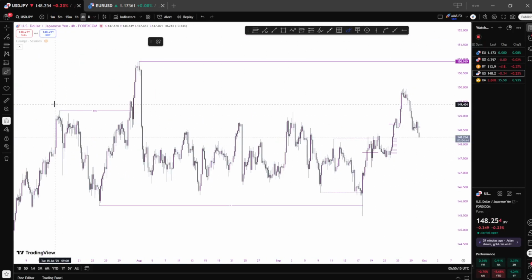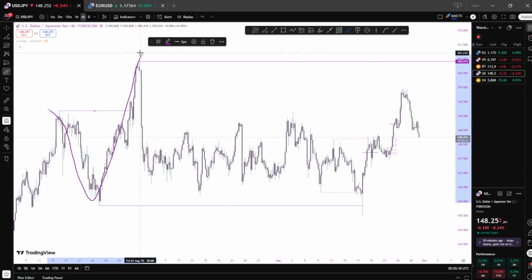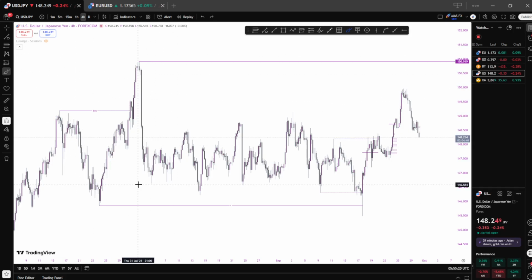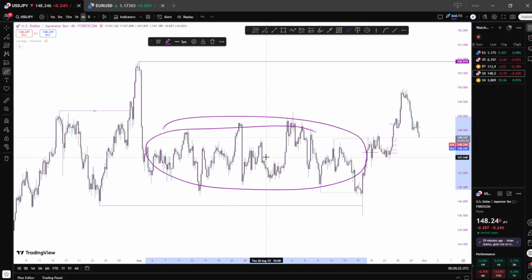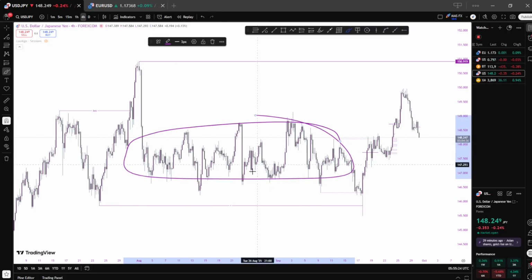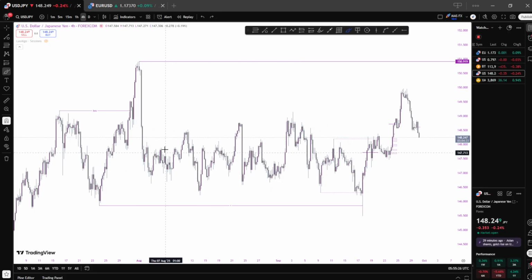So on the 4 hour we had a break of structure over here. We had the pushback in. We got a lot of range here. You could have traded during this range. I traded during this range. It was actually very easy. You can see the break of structure over here.